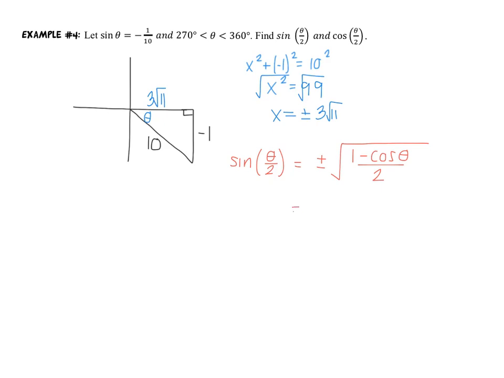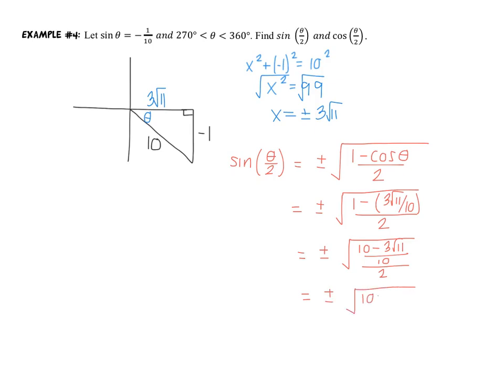Well, let's start filling in our picture here. So I know that the cosine of this angle is 3 root 11 over 10, all over 2. Doing some algebra, this is going to be 10 minus 3 root 11 over 10, all over 2. I just got that common denominator, which in the end, we can just leave as 10 minus 3 root 11 over 20. The only thing left now is, what sign is it? Is it positive or is it negative?